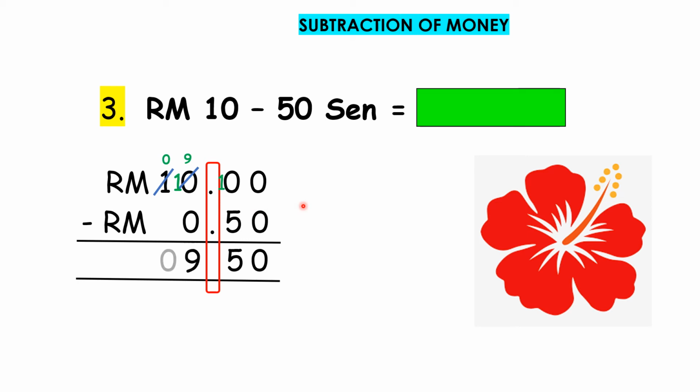And then bring down 0, write down 0. And then write the dot symbol in the same line with the other dots above. And then write RM. So the answer is 9 ringgit and 50 cents. Now we go through our last example.